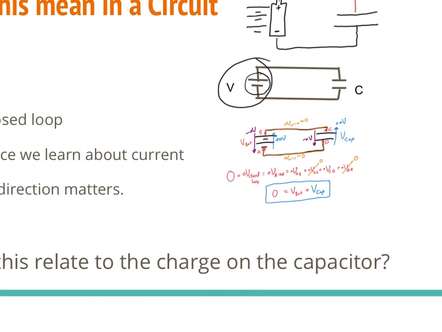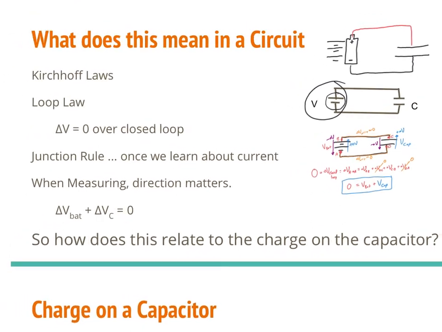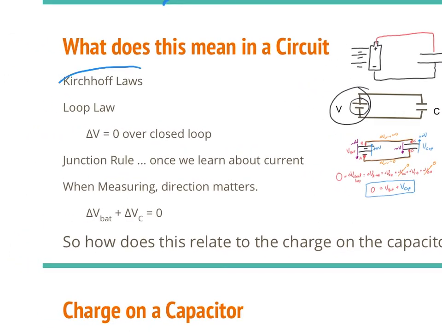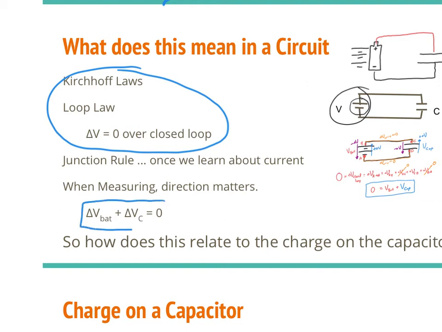This whole thing is called Kirchhoff's loop law. Difference in voltage around a closed loop is zero. Kirchhoff also has a junction law, but we'll talk about that one when we get to current next week. So the voltage across the battery and the capacitor in this simple circuit adds to zero. They're equal and opposite.